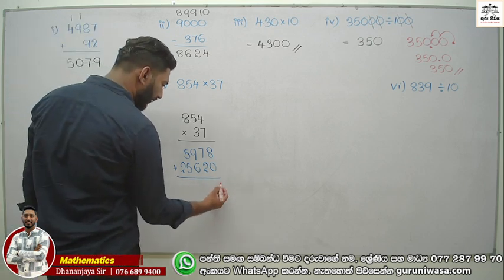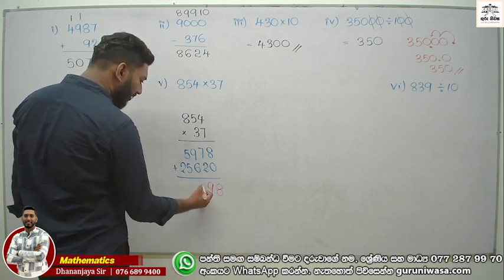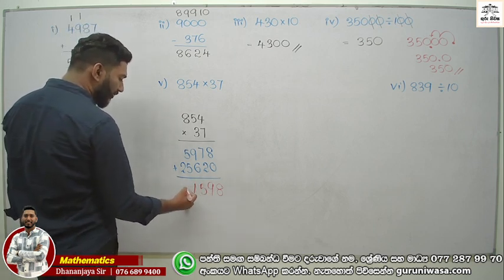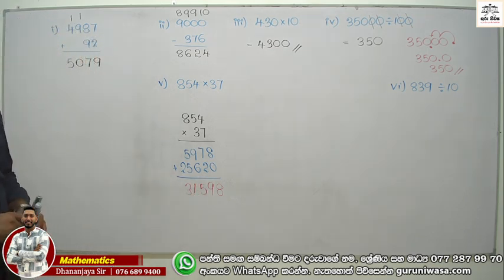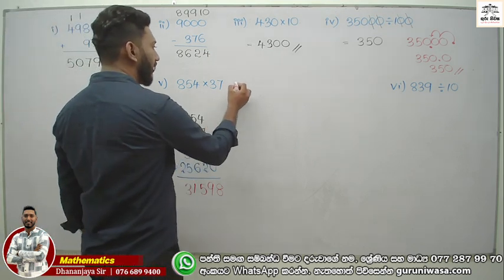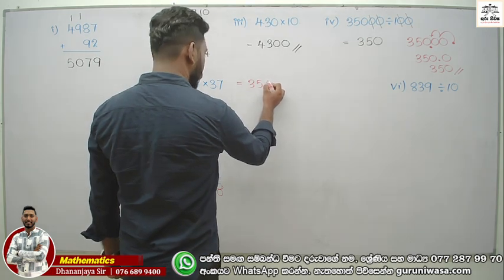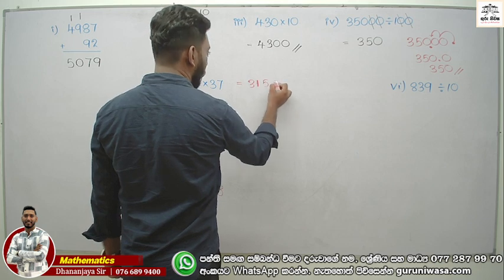8 is 8. 7 and 2 is 9. 9 and 6 is 15. 1 remainder. 5 and 5 is 10 and 1 is 11, and 1 remainder. Then the answer becomes 31,598.